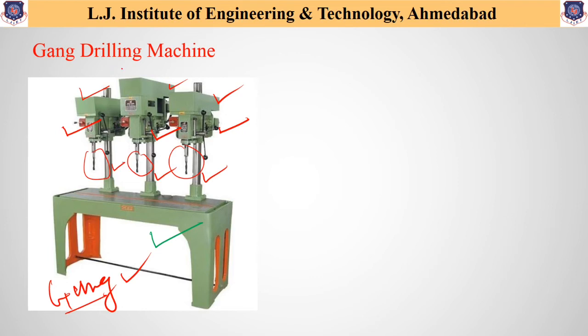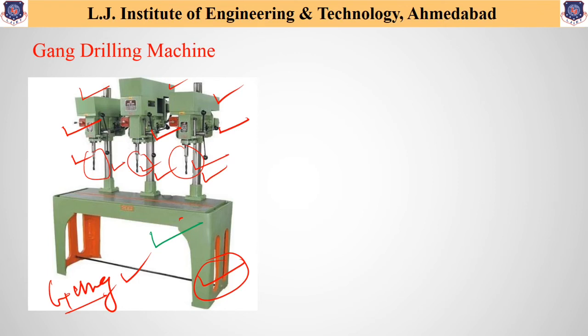So in the gang drilling machine, if we summarize the two important points: first, single spindle drilling machines are attached on a single base. That means each drilling machine has a common base, each has a different drilling tool, and each drilling machine can be controlled independently as each one has a separate motor available.